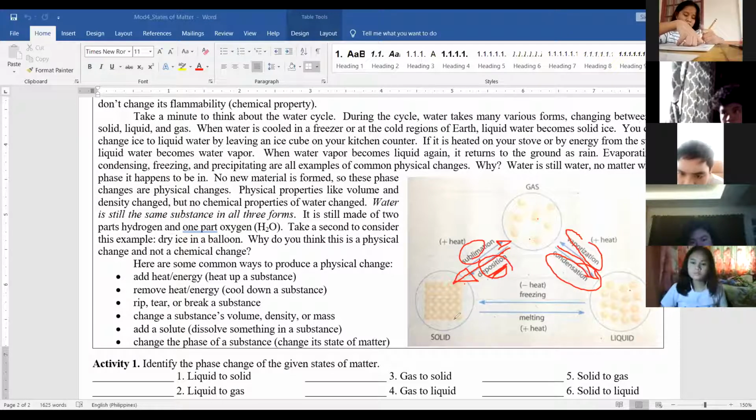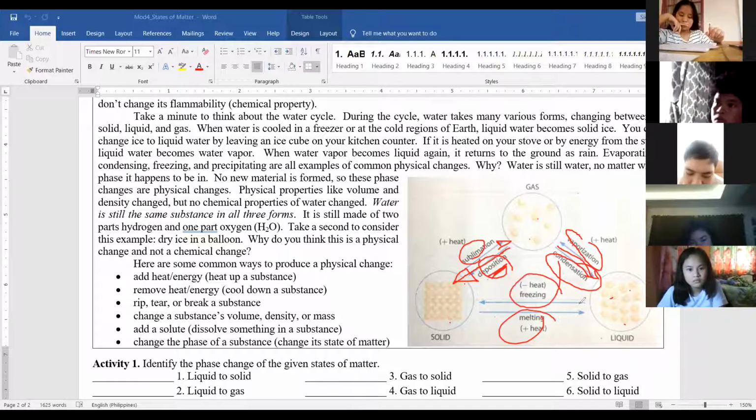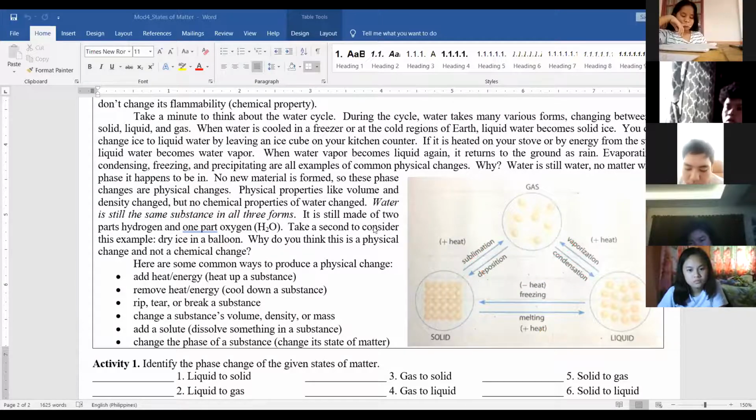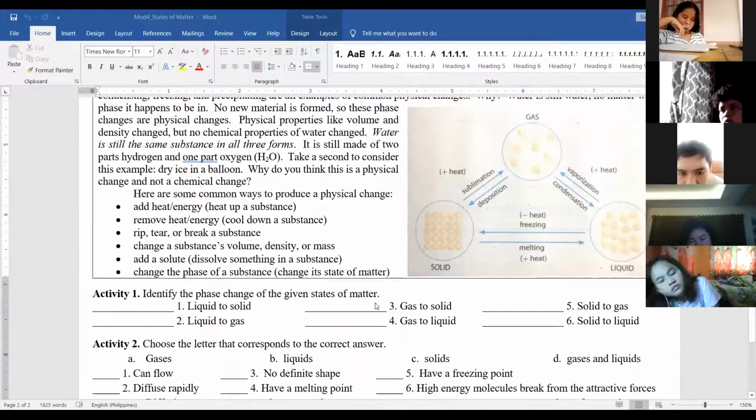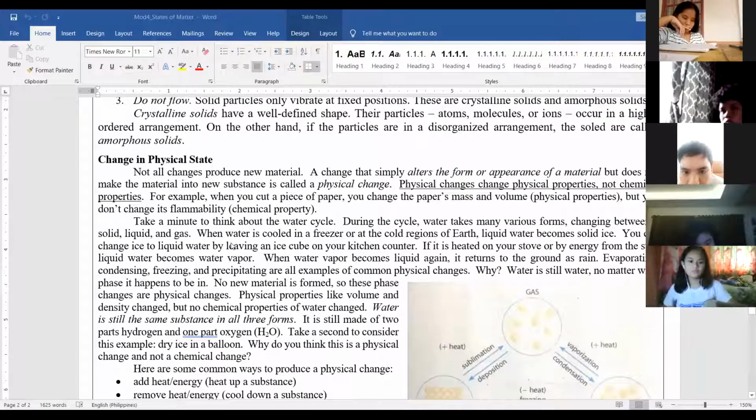And then the phase change from solid to liquid is melting, and from liquid to solid is freezing. So these are the 6 phase changes of the 3 states of matter, which will be the basis of how you're going to answer activity 1. So as of now, I think you can answer activity 1. How will you answer it? Refer to the table here or read the module because there's also an explanation in your module, class.